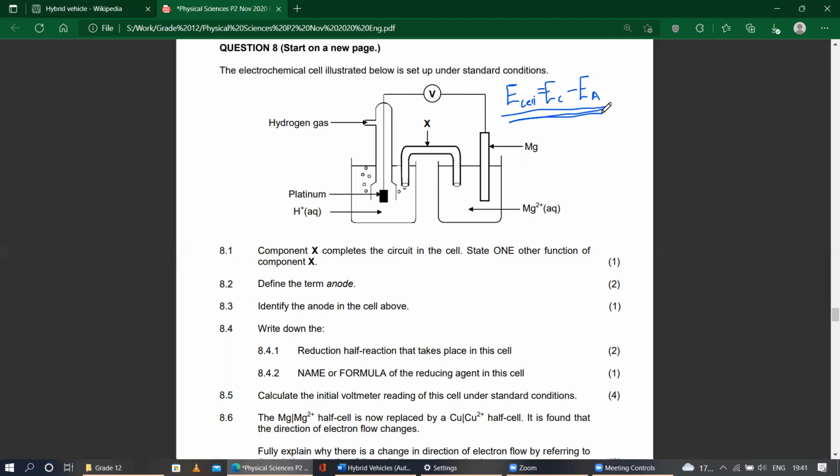So they say the electrochemical cell illustrated below is set up under standard conditions. So you should know what standard conditions are. And basically, if they say standard conditions, that means your cell potential equation is something like this. It's gonna have this zero up there to indicate that it's under standard conditions. So standard conditions, you guys are mostly gonna hear the word STP, standard temperature and pressure.